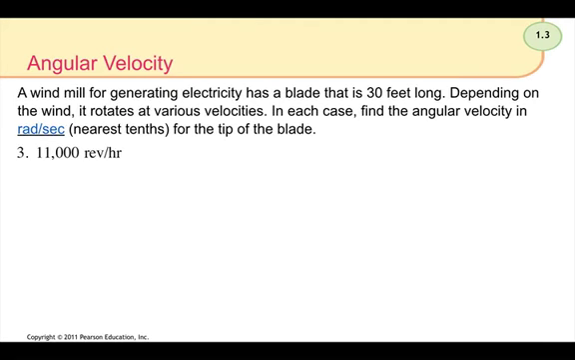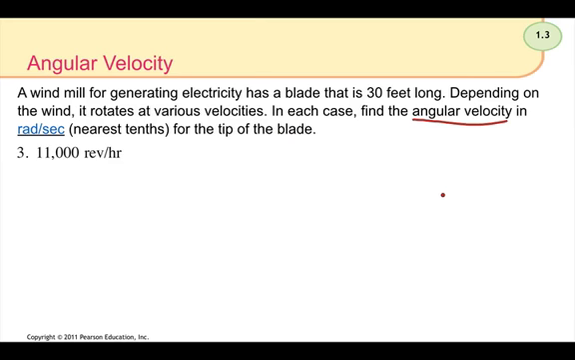Here's problem number 3. This is angular velocity. This problem is going to be a little more challenging because it's a word problem. But let's just follow this. It says a windmill for generating electricity has a blade that is 30 feet long. Depending on the wind, it rotates at various velocities. In each case, find the angular velocity. So we're going to find the angular velocity. I'll give you the formula in just a little bit. And we want this in radians per second to the nearest tenth for the tip of the blade.